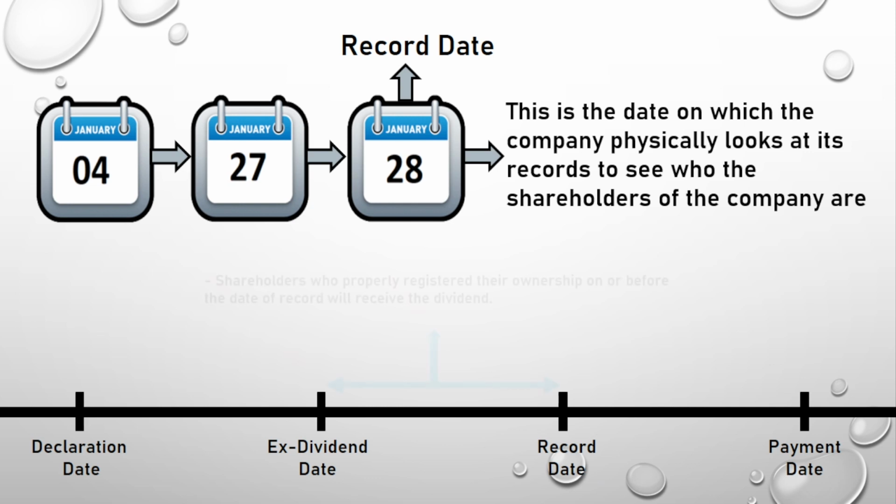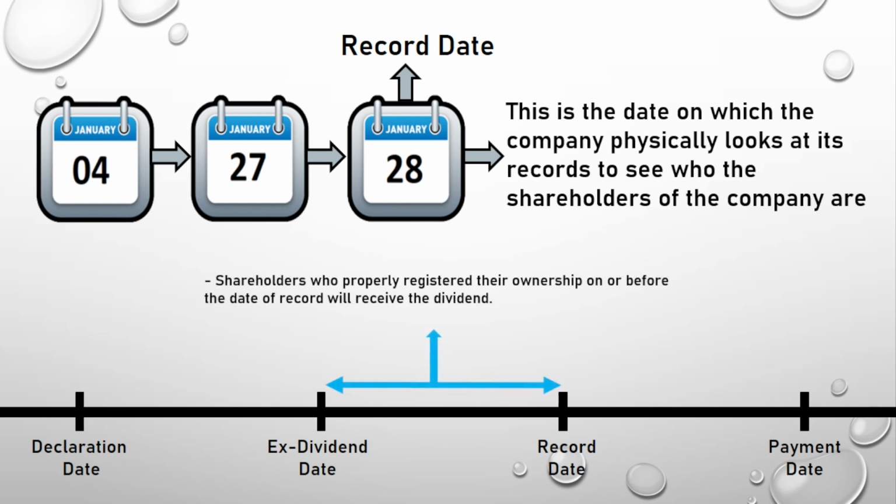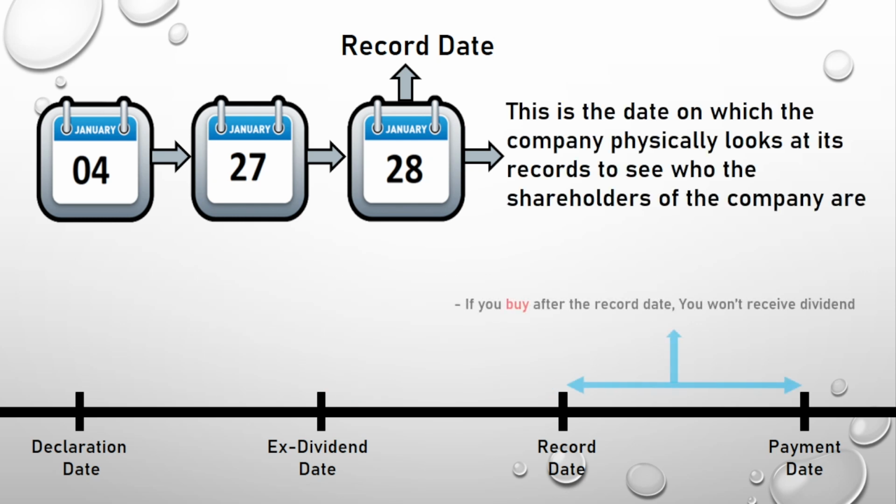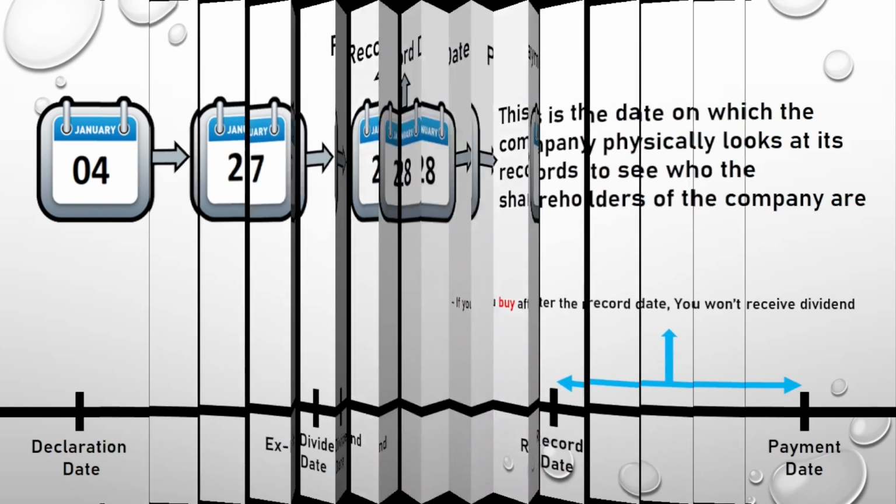of the company are. The shareholder who properly registers their ownership on or before the date of record will receive the dividend. Shareholders who are not registered as of this date will not receive the dividend. Registration in most countries is essentially automatic for share purchases before the ex-dividend date. In almost all cases, the record date falls 2 business days after the ex-dividend date. If you buy after the record date, you won't receive the dividend at all.